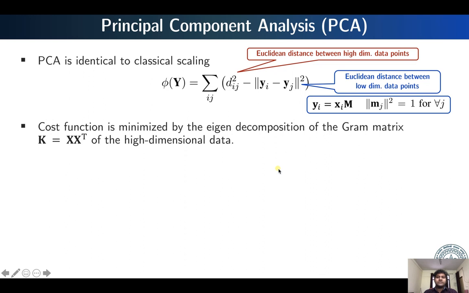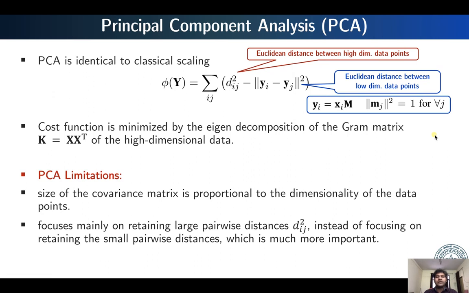It turns out that this particular cost function can be minimized by the eigendecomposition of the Gram matrix. Now the Gram matrix is nothing but the product of the original high dimensional data matrix and its transpose. So in order to minimize the cost function, we need to compute the eigendecomposition of this particular matrix. This is how principal component analysis is very much related to the classical scaling problem. And you can see that essentially the goal is to retain the Euclidean distance between the high dimensional data points as best as possible.